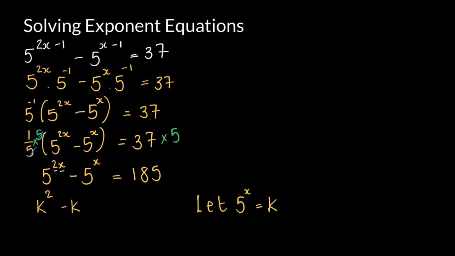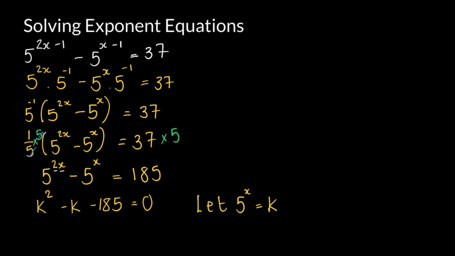minus k, and then I'm going to take 185 and bring it over to the other side of the equal sign. This is going to give us minus 185, and that's all going to be equal to 0. And now I can solve for k, which is then going to help us solve for x in the end.